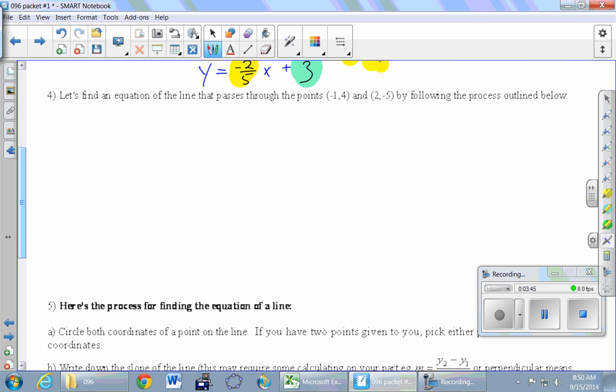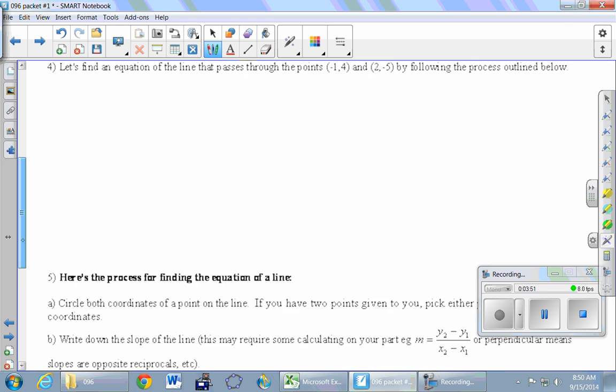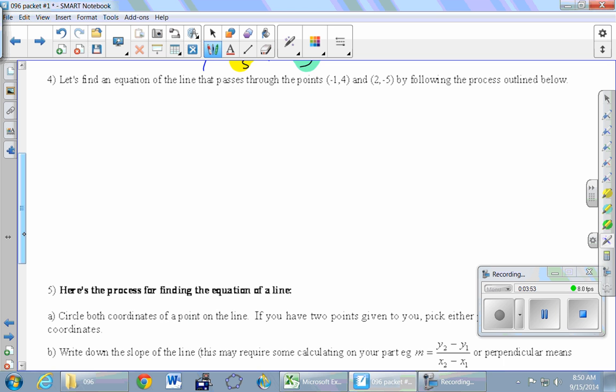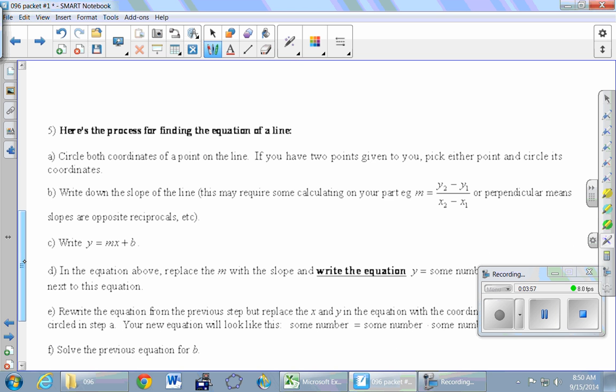Okay, much tougher than number 3 is number 4. We're going to find an equation of the line that passes through those 2 points, and then there's a process outlined down below here which we'll follow as we do, okay? So we're finding an equation of the line that passes through those 2 points. This is a very common test question. Find the equation of a line hitting 2 points. Okay, so here's the process we will follow up above.